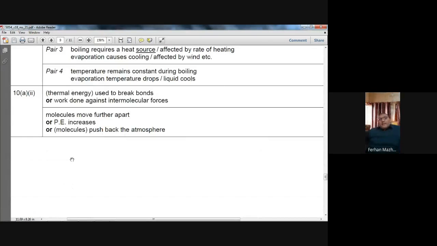On your screen, the marking scheme is showing thermal energy is used to break the bonds, work done against the intermolecular forces. Molecules move further apart, potential energy increases. Or molecules push back the atmosphere. Look at the wording he's using. You need energy to push back the atmosphere. So write your answer. It's a 2-mark question. Then we will hear what you have written.